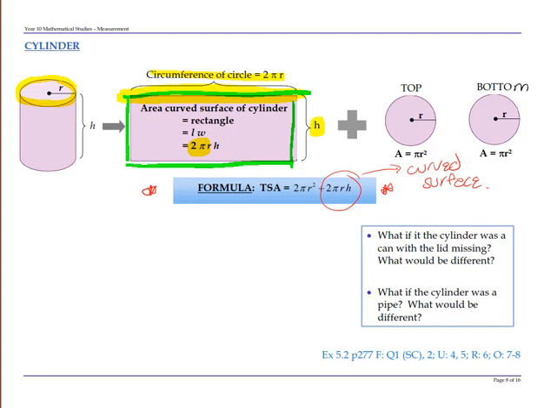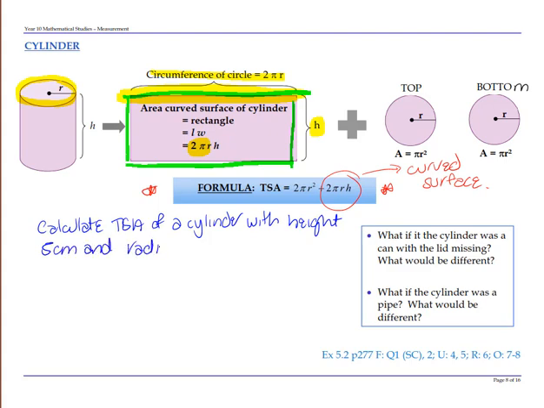Okay, so if I was working out, I don't have an example, so let's work out an example. So calculate total surface area of a cylinder with height 5 centimeters and radius 2 centimeters.